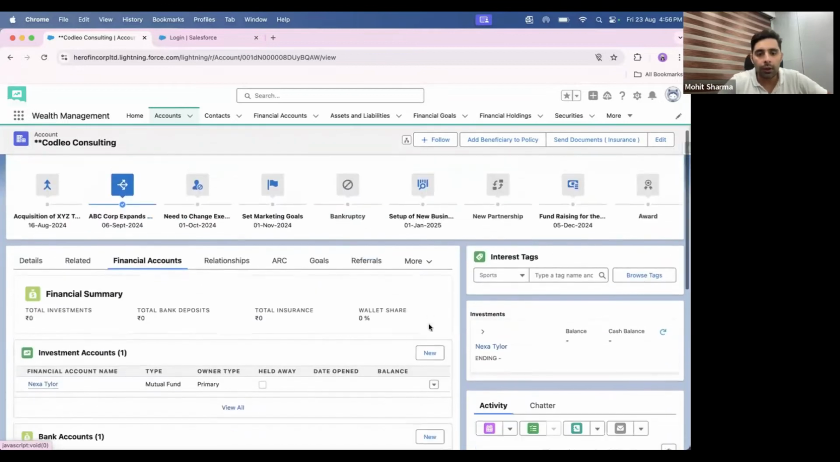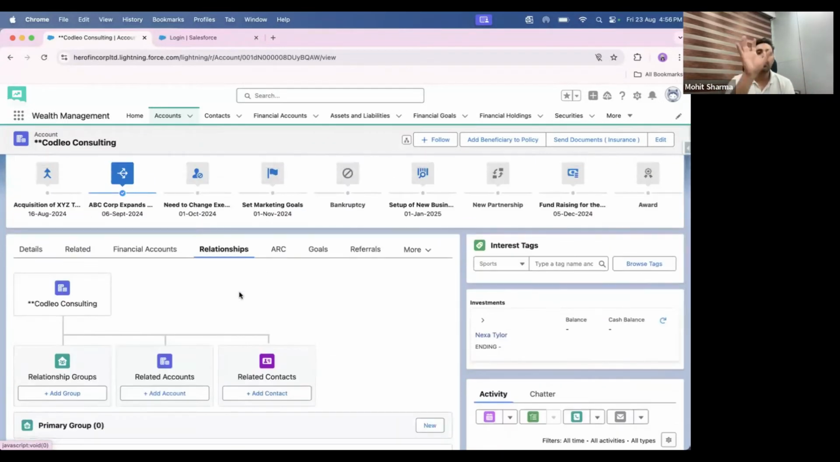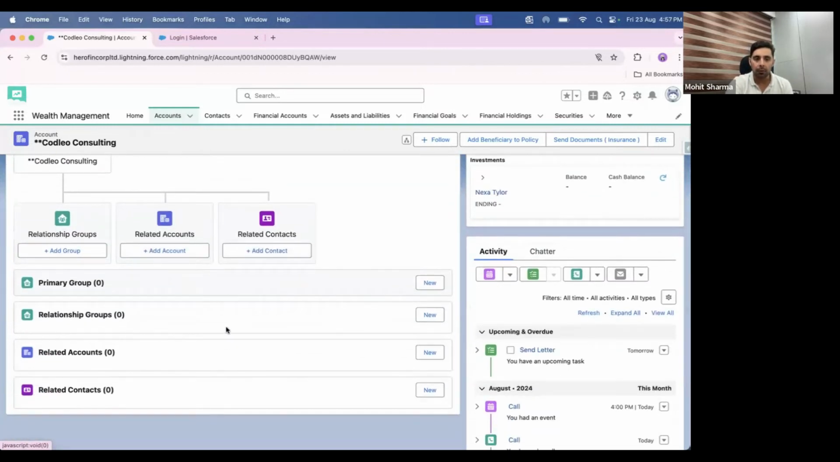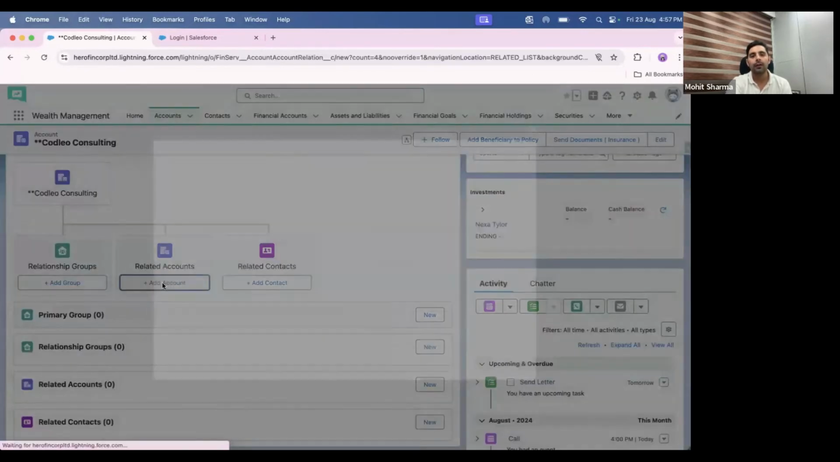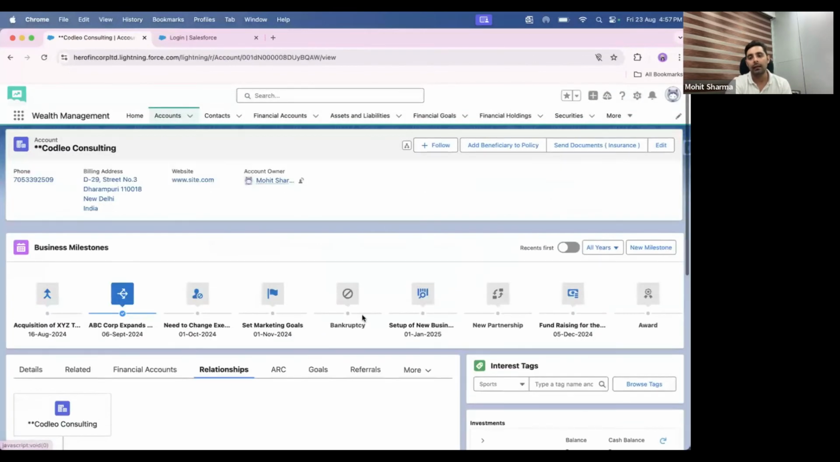So this is all about your accounts, and then about the relationships. When I'm talking about one account and their financial accounts, they might have different relationships with the different groups of accounts or organizations, or different contacts as well. So this is how the complete hierarchy can be managed. Your primary groups, your relationship groups, your related accounts, your related contacts, each and everything will be managed throughout. If I need to create anything or add anything new, yes, that is simply available within a click.